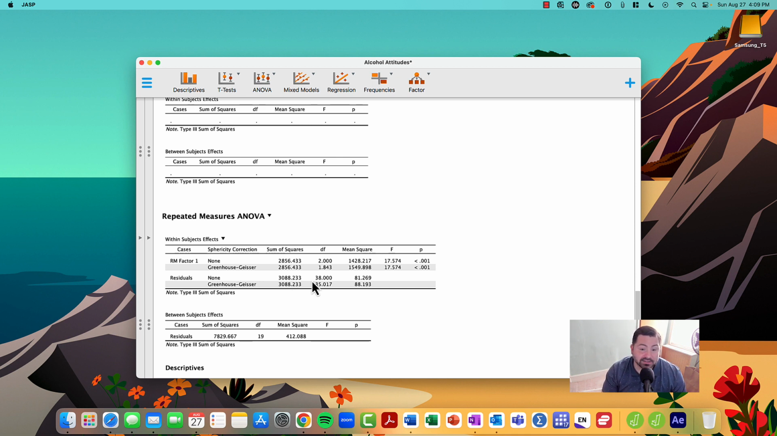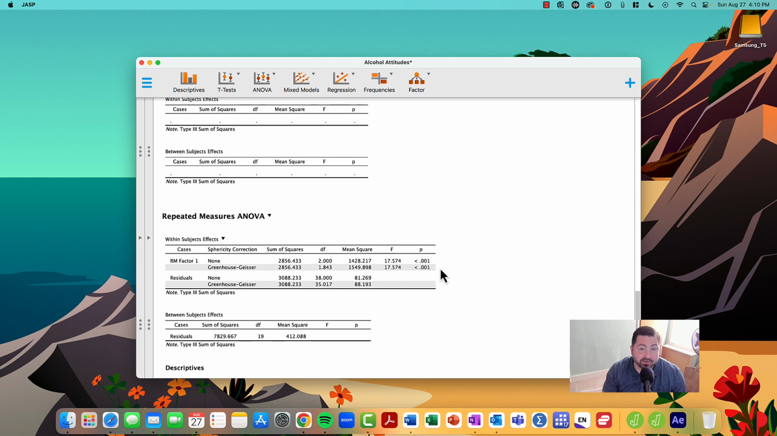We would take n minus k, which is the total sample size, minus the 3 levels of our independent variable. You would see that we would get 38 degrees of freedom, and by taking 3088.233 divided by 38.000, you would get your mean square of 81.269. Therefore, to determine the observed F statistic, we would take the mean square between divided by the mean square within. So the 1428.217 divided by the 81.269, and we would get an F statistic of 17.574.